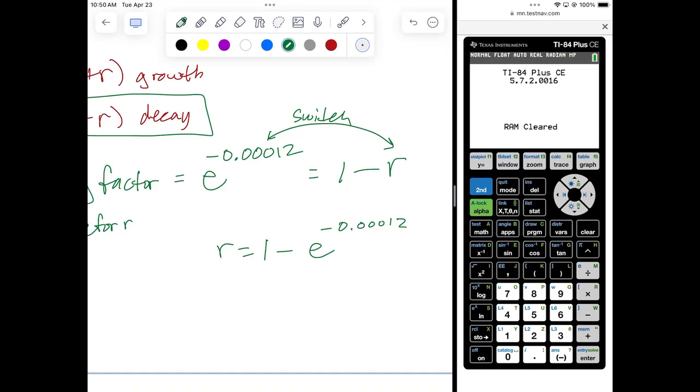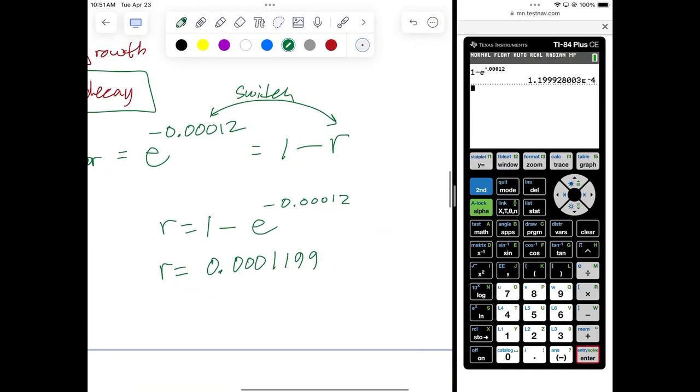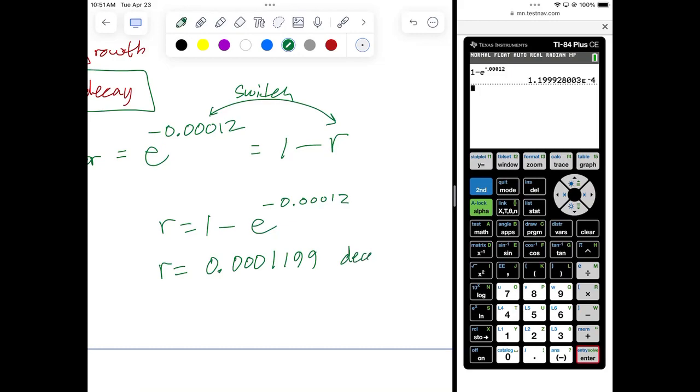Okay, let me catch up with y'all. So 1 minus the second ln to the negative 0.00012, we get r equals... Now, what does that number mean? That means that it's 0 and then 1, 2, 3 zeros and then a 1, 1, 9. This is your decay factor. Now it's as a decimal. How do I change the decimal to a percentage?